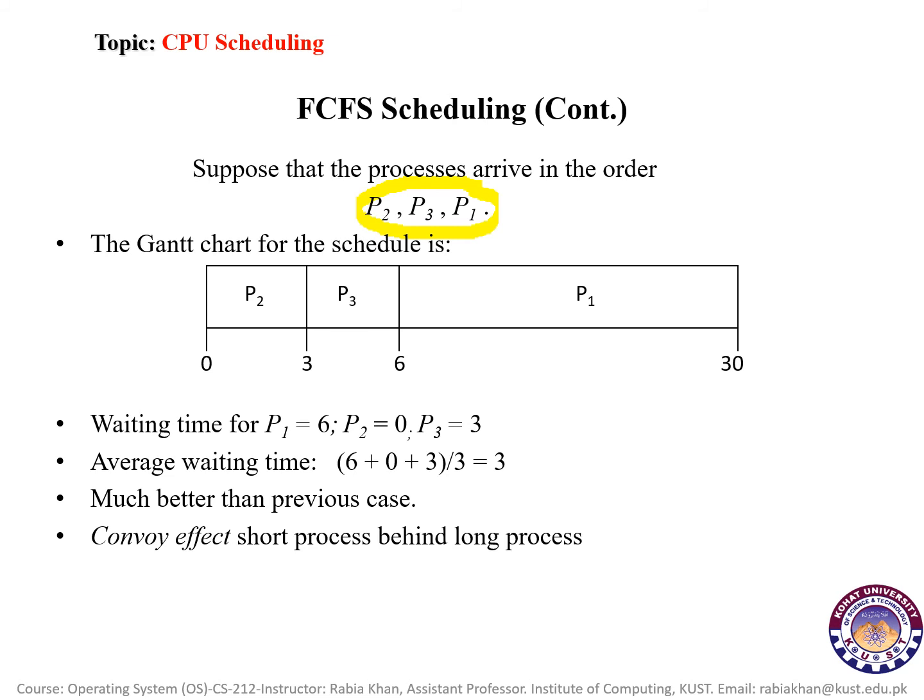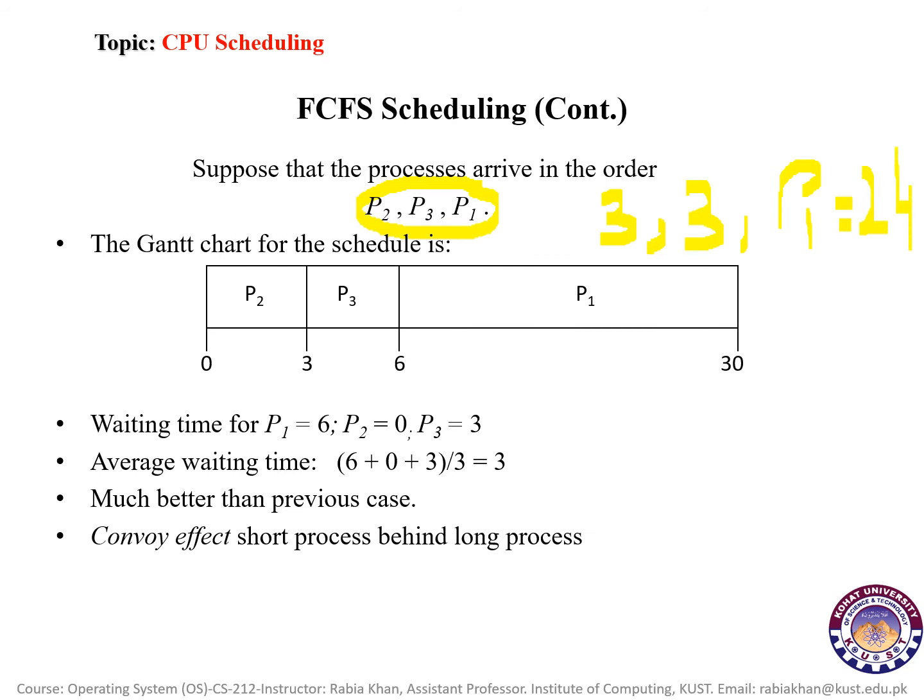Now as you can see, the CPU cycle of P2 was 3 unit time. The CPU cycle for P3 was also 3 unit time. That's why they are organized one after another the way they had arrived earlier. And the longest process, which required a lot of time on CPU, was P1, which was 24 unit time. So this was the sequence.